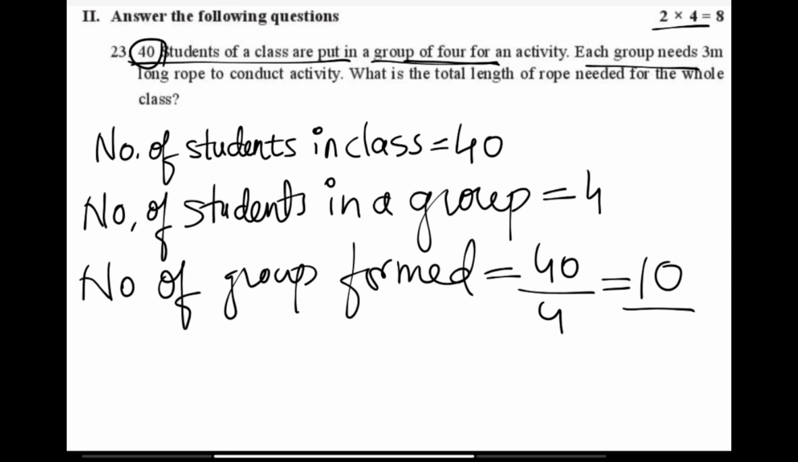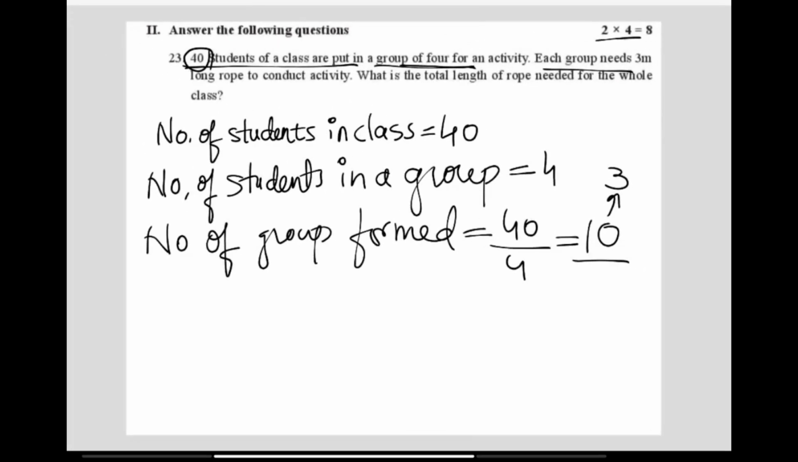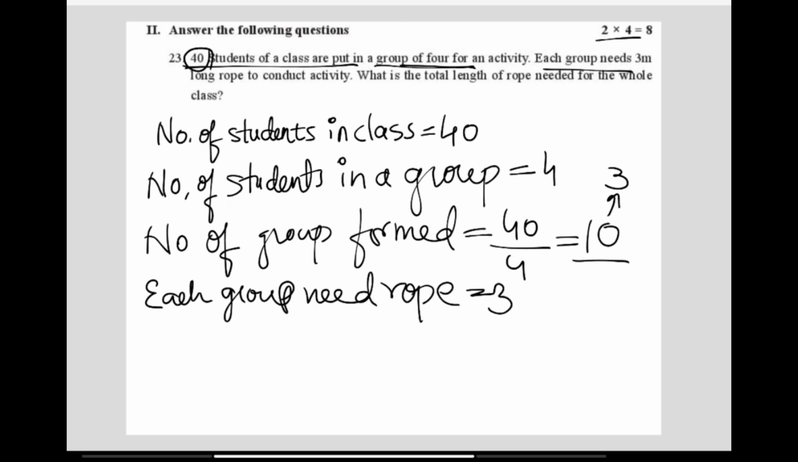Now each group needs 3 meters of rope. So now you have to calculate the total length of the rope. Of course, you have to do the multiplication. So let us write the particulars here. Each group needs rope. How much is it? It is 3 meters, right?